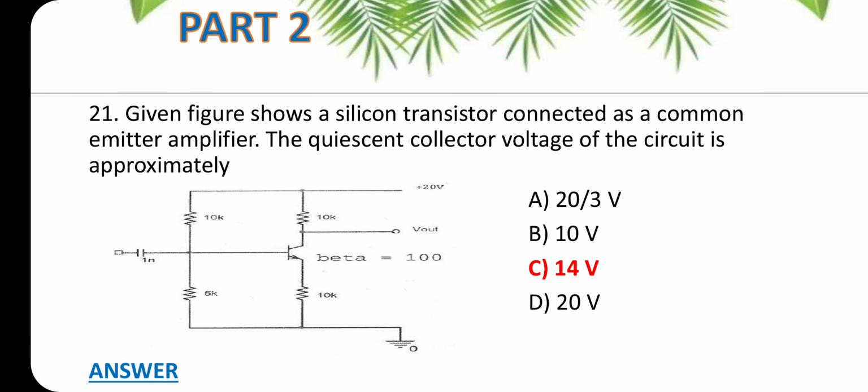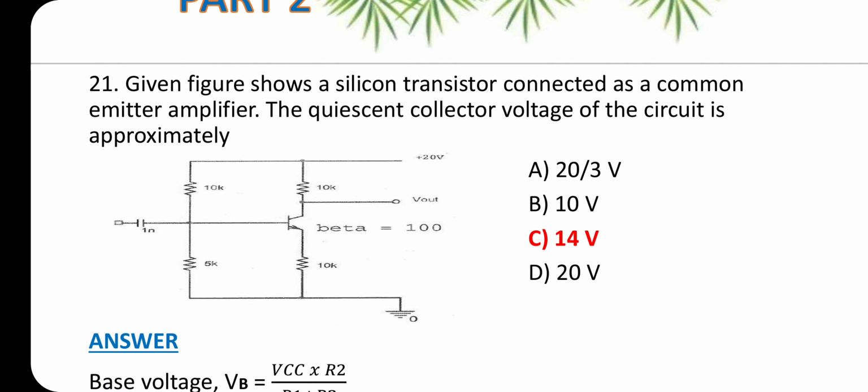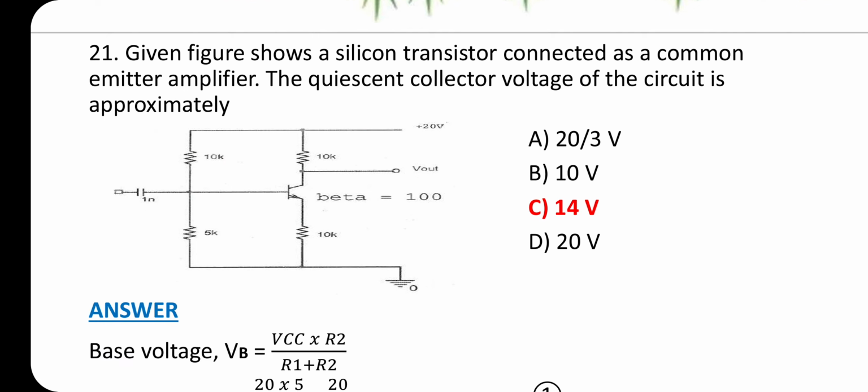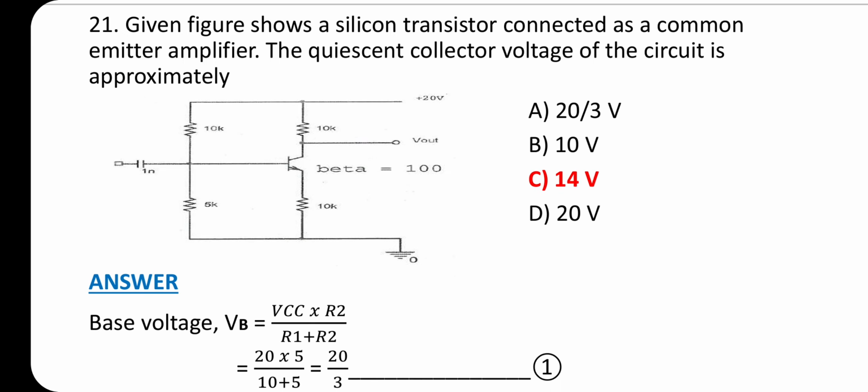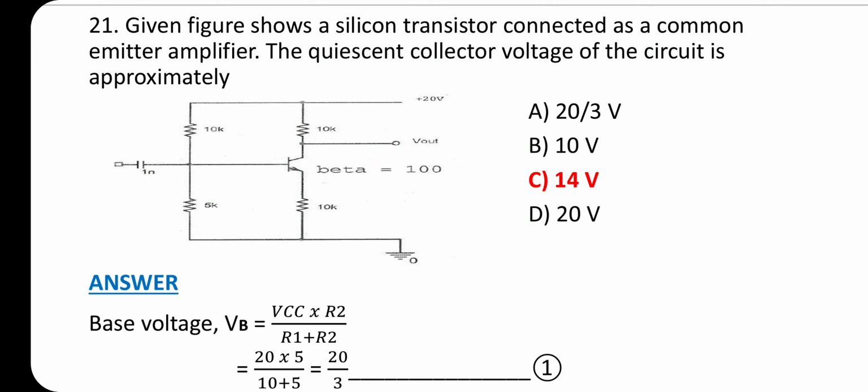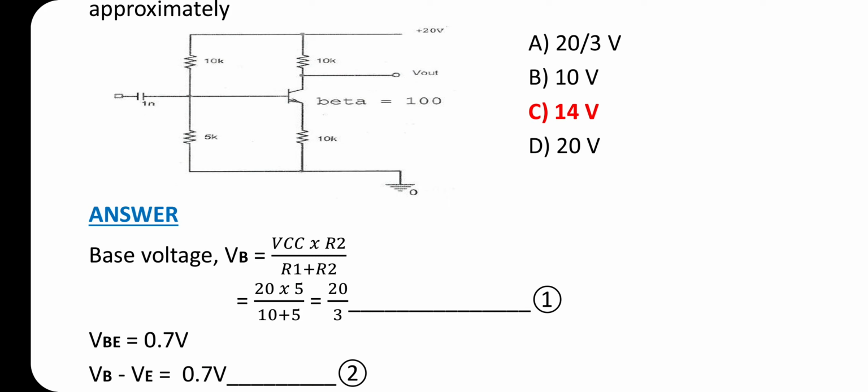Consider question number 21. The given figure shows a silicon transistor connected as a common emitter amplifier. The quiescent collector voltage of the circuit is approximately? Answer is option C, 14 volt. Here, consider base voltage VB equal to Vcc into R2 by R1 plus R2. After solving, we get 20 by 3.